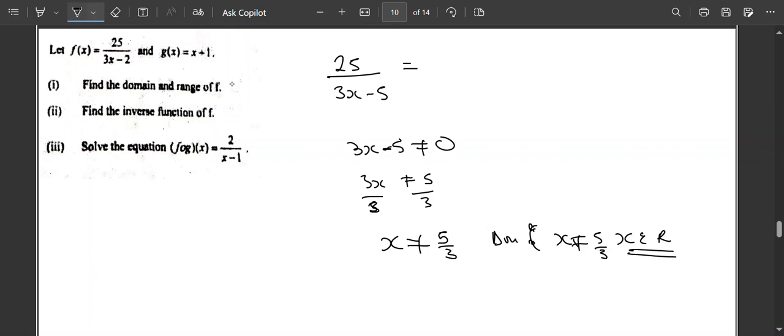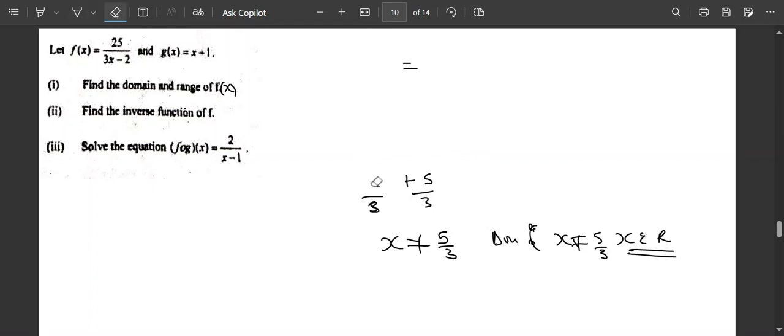Find the domain of f of x. So this was supposed to be f of x. Then find the inverse function of f of x. So how do we find the inverse? It's very simple as well. You can use the one secondary level method.